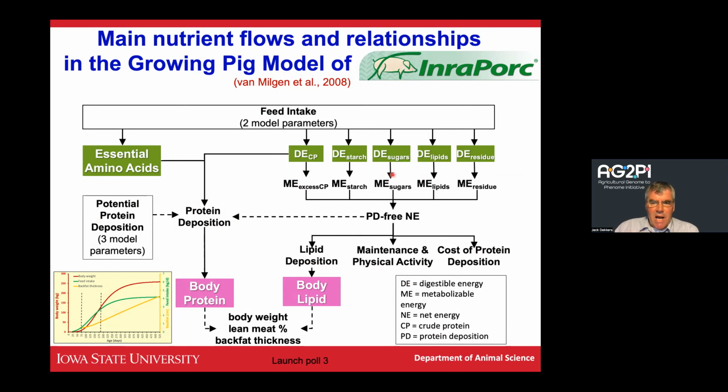There's the energy side, but then there's also the amino acid side. There are essential amino acids that mammals need that are not produced by the animal itself, like lysine, and that's another important aspect of these nutritional models.